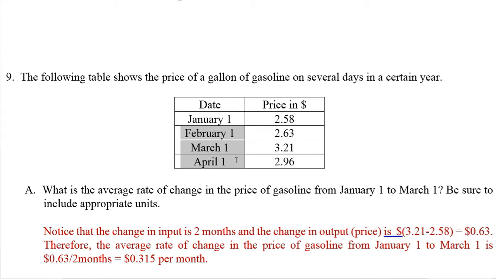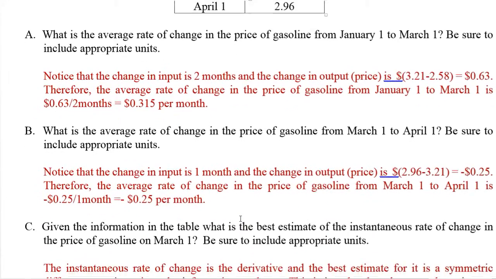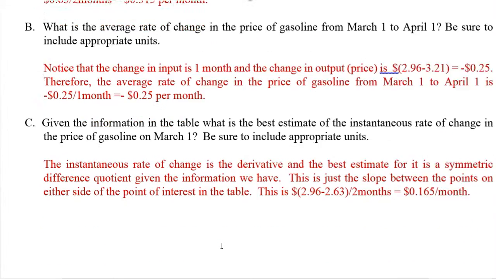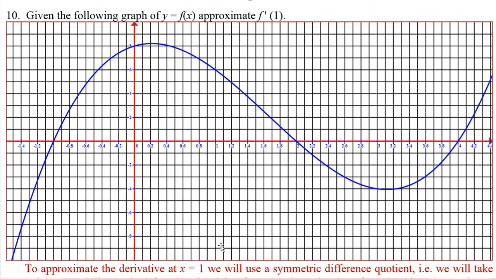Well, the delta x is February to March to April. That's 2 months: February to March, March to April. And we have 2.96 minus 2.63. And so you work that out, and it turns out to be $0.165 per month. It's our best estimate of the derivative. What about estimating the derivative from a graph?